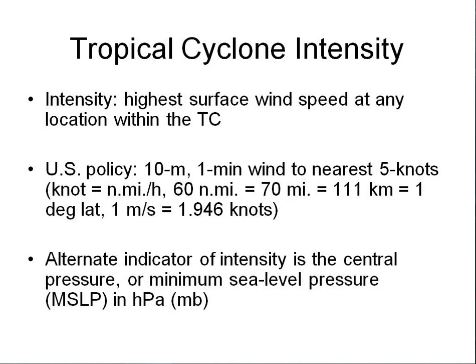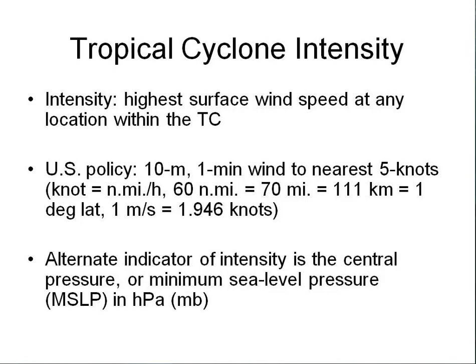Intensity is defined as the strongest wind. For a tropical cyclone, it is a best estimate, given all available information, of the highest wind speed anywhere associated with the tropical cyclone. It is given in increments of 5 knots. The operational practice in the United States is to use 10 meters and 1 minute average as the standard surface wind. Since knots are not standard units, this slide has a reminder that a knot is a nautical mile per hour and some conversions.